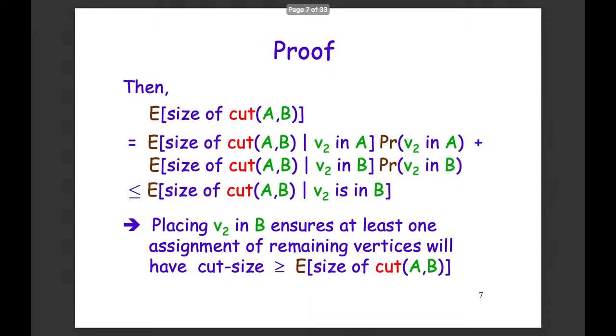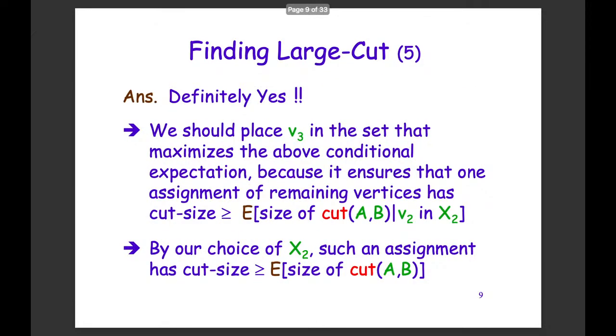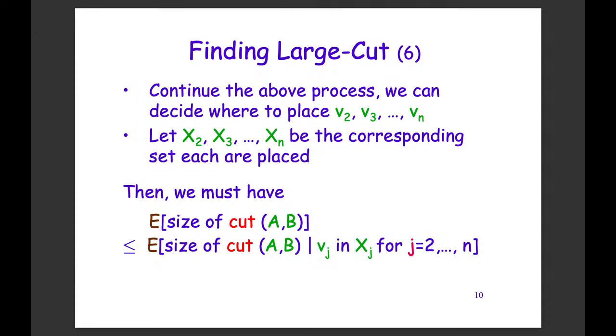Similarly, what we are going to do next is, once we know, let's say, V2 is in a certain partition, let's say B, then we will decide whether we put V3 in A or V3 in B. But we always know that one of these terms will be greater than or equal to m over 2. So we can fix V3. After that, we fix V4, and so on and so forth. In the end, we place the vertices one by one. Each time, we put it in the place that gives a better conditional expected value.